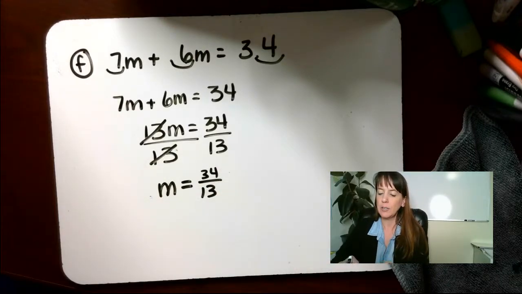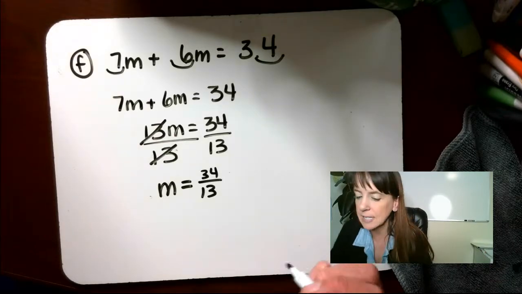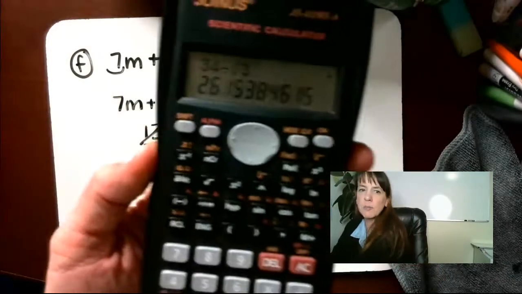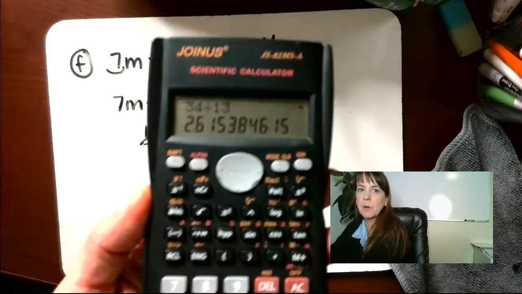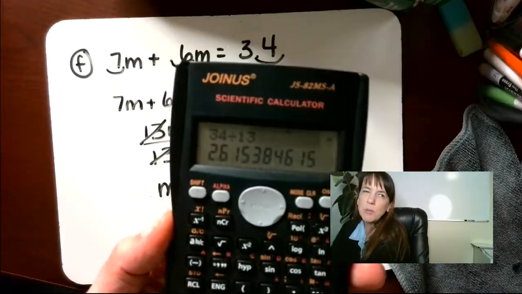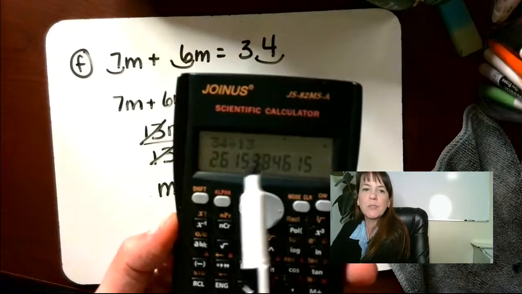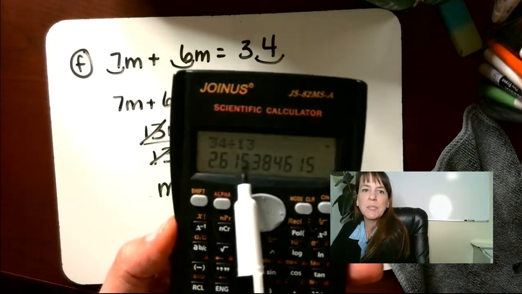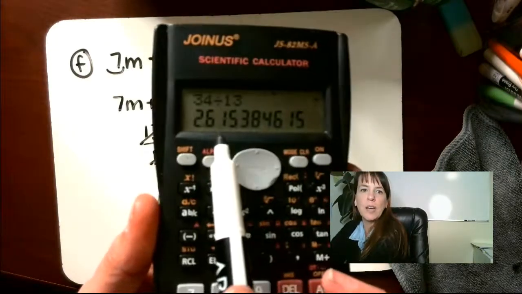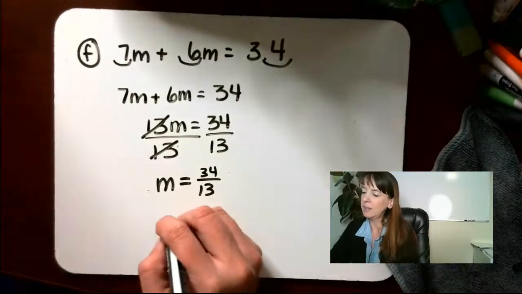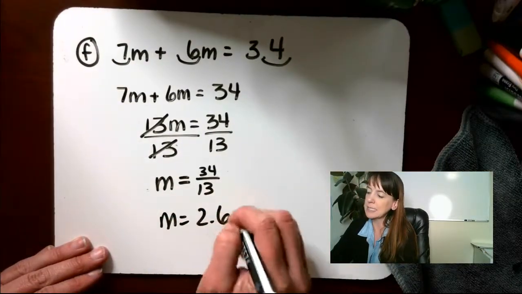On your calculator, 34 divided by 13 is 2.62. Guys, make sure you're rounding appropriately. And typically when you're rounding, you want to round to the nearest hundredth, which is the second decimal place. So if you look at that third one, that's a 5. That means we need to round that 1 up to a 2. So it's going to be m equals 2.62.